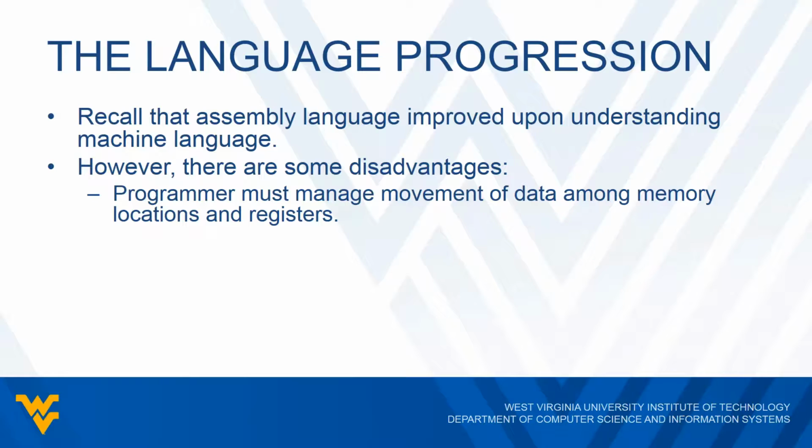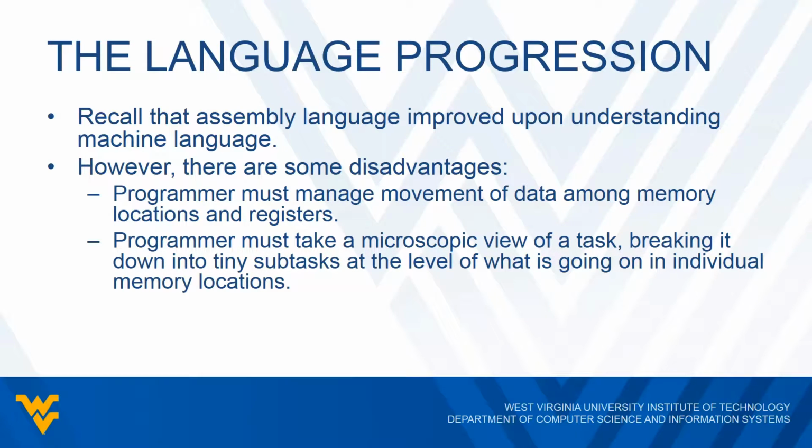One problem is that the programmer must manually manage the movement of data items between and among the memory locations and registers. So, we could give data items names. We could assign names to them, but still, we have to manually manage the movement of data. The programmer must also take a microscopic view of the task, breaking it down into tiny subtasks at the level of what is going on in individual memory locations. So we can't really look at what the problem is trying to solve. The programmer has to take care of all the inner components of the problem, actually dealing with the nitty-gritty details of the task, such as moving things around, dealing with individual memory locations.